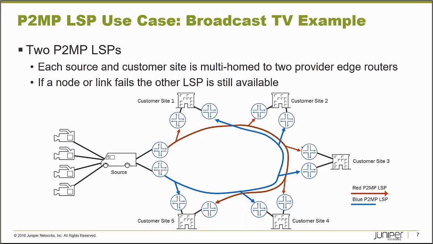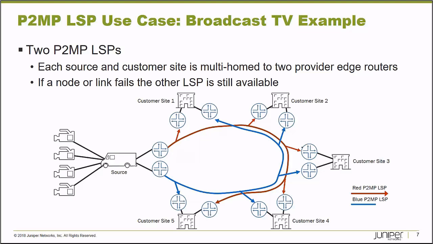A common use case for point-to-multipoint label switch paths is in the broadcast TV market. In this example, you have a sporting event going on and there are cameras everywhere feeding back into a broadcast truck. To distribute the data from the site back to production or headquarters, the broadcast truck would pair with more than one service provider router and stream the data. The service provider's responsibility would be to create two point-to-multipoint label switch paths. As a broadcast TV provider, I can't stand single points of failure because people are watching, and so I make use of two point-to-multipoint label switch paths.